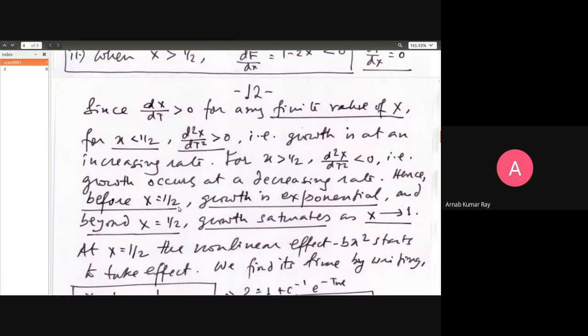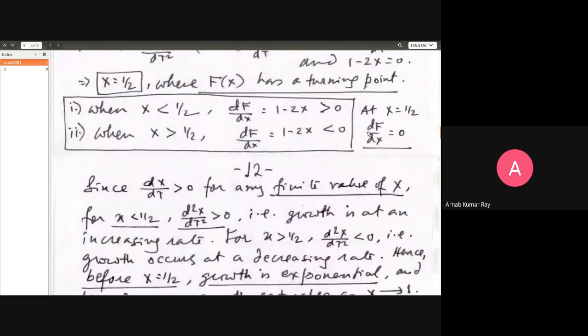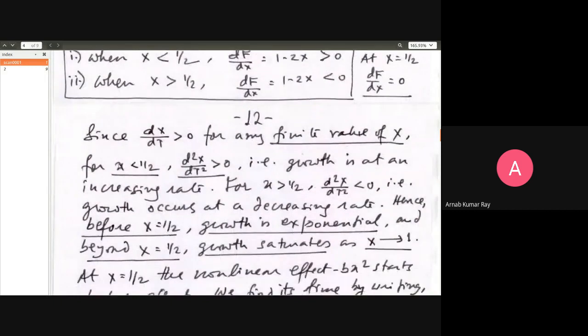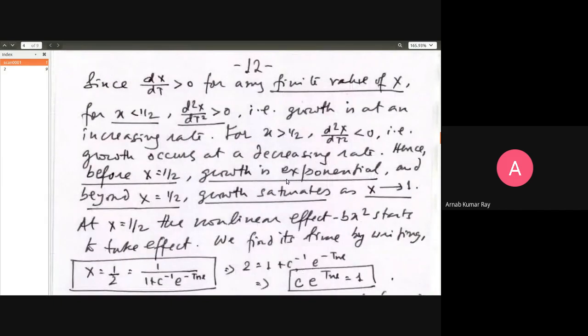By the way, I made a slight error over here. It should be capital X less than half. It is there in your correction. Capital X less than half. This should also be capital X greater than half, right? I just hurried writing. Capital X less than half, capital X greater than half. It is there in the list of corrections.